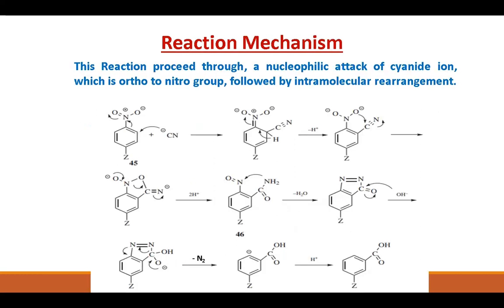Reaction mechanism of von Richter rearrangement. This reaction proceeds through a nucleophilic attack of cyanide ion, which is ortho to the nitro group, followed by intramolecular rearrangement. First, the cyanide ion attacks the carbon atom in step 1, which is in ortho position to the nitro group. After this, the compound regains its aromaticity in step 2. In step 3, the negatively charged oxygen atom attacks the neighboring carbon atom to form a 5-membered ring.